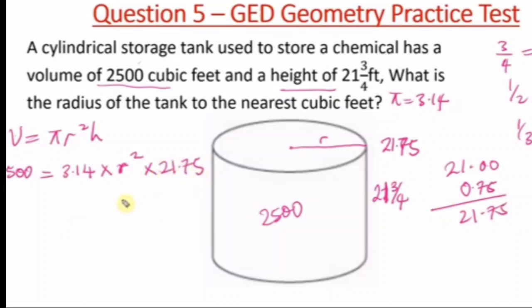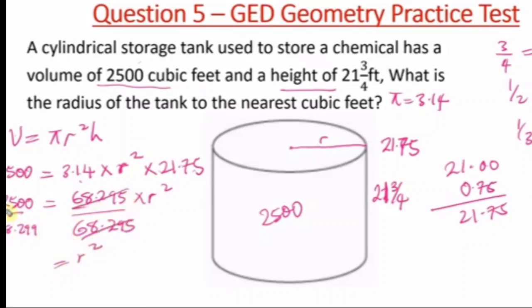All right, so what we do here is I would prefer that we multiply these two numbers here. So we have 2,500 equal to 68.295 times r squared. Now to let r squared be alone, so we can find r, we divide both sides by 68.295, and this would cancel, so we're left only with r squared here.